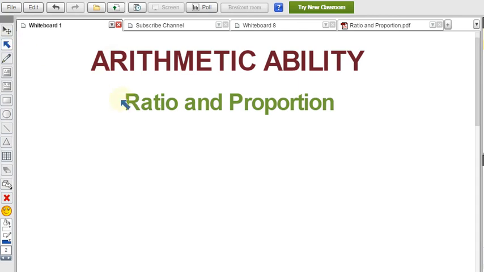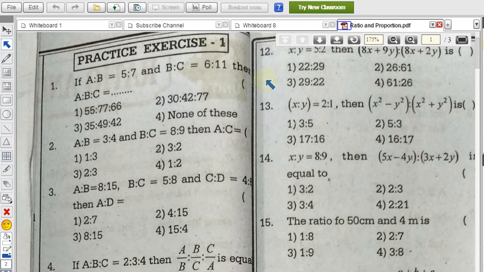In arithmetic ability, the topic is ratio and proportion. Hi friends, in this topic I'll explain first all the description, the complete theory part about ratio and proportion. Then I'll explain one of the model papers. This is a practice exercise which will come from the same topic, ratio and proportion, from all the previous examinations, from all the competitive exams.